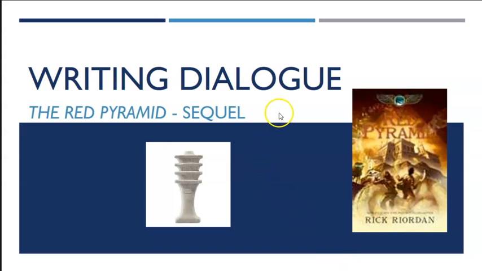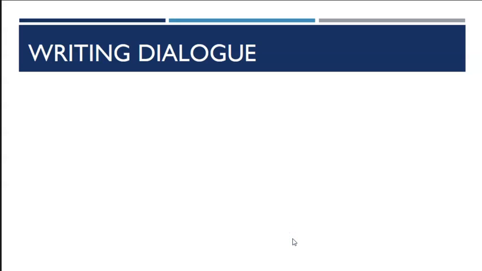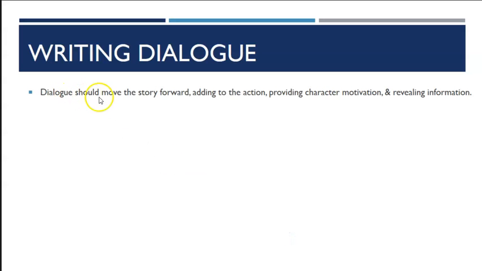Okay, so this lesson is on writing dialogue for your sequel to the Red Pyramid, which honestly is probably one of the hardest things for students to do. So dialogue should move the story forward. It should add to the action or provide character motivation or reveal information. Okay, so it shouldn't just be there for the sake of being there. It should add to our understanding of the story.